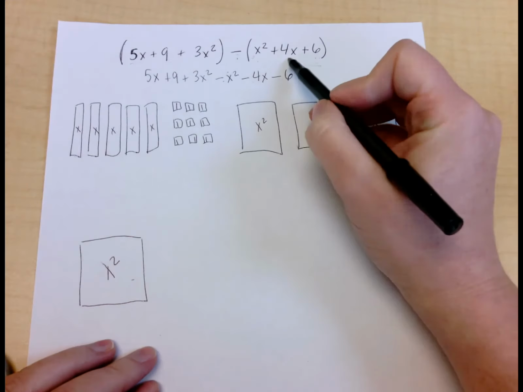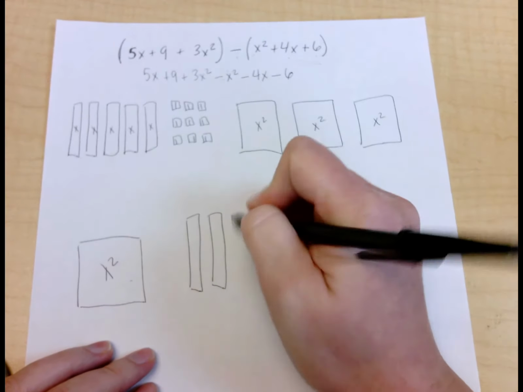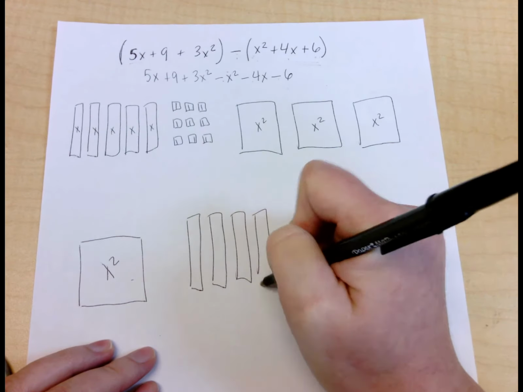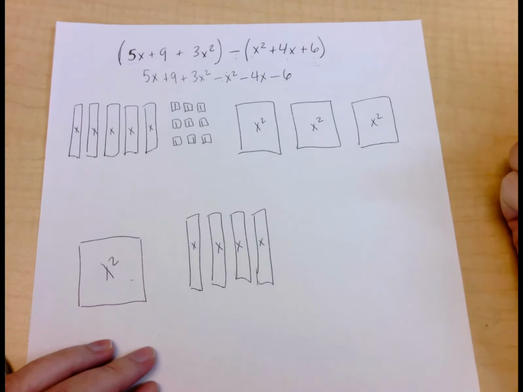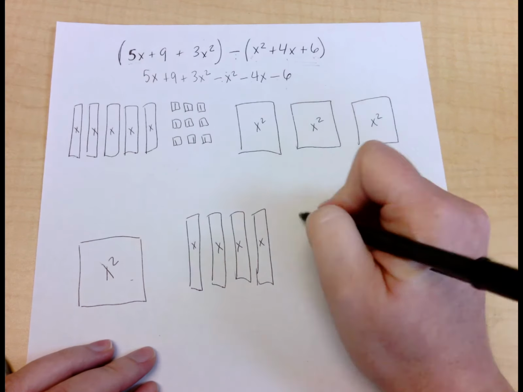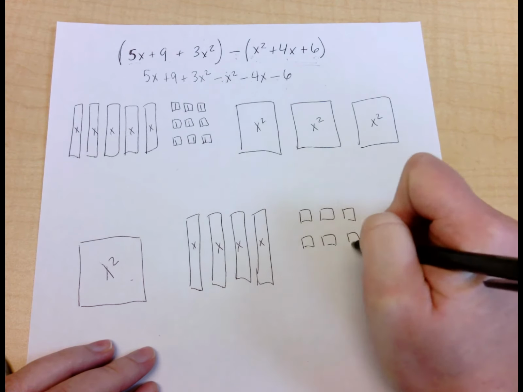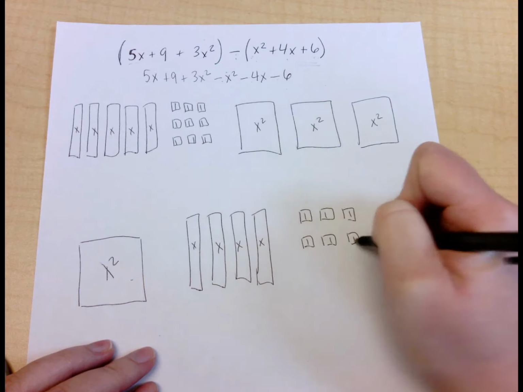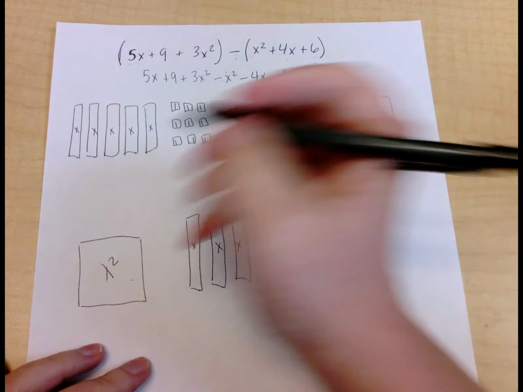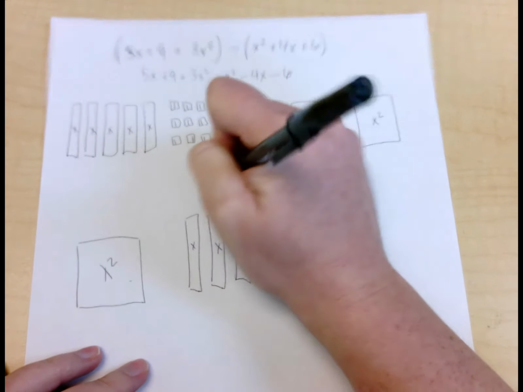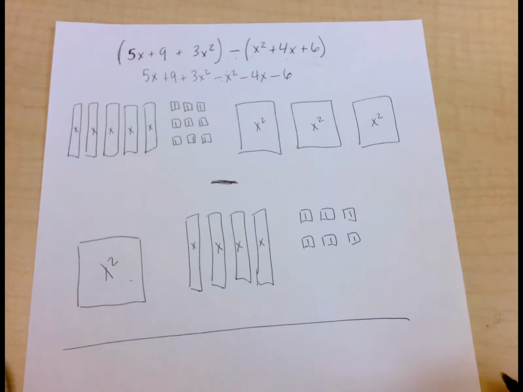Okay? Then we have 4x, means 4 of these. Each of these represents 1x. So here's an x, here's an x, here's an x, and the last one is an x. And then we have 6 of the single units. So each of those represents 1. Okay? So we have now the need to subtract. We're going to subtract these and see what we come up with.